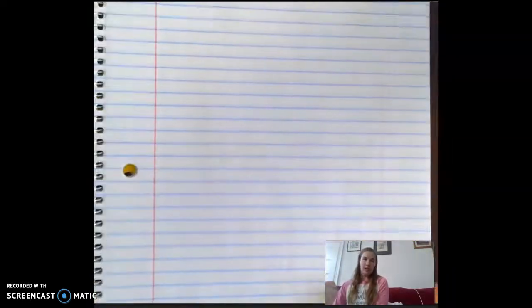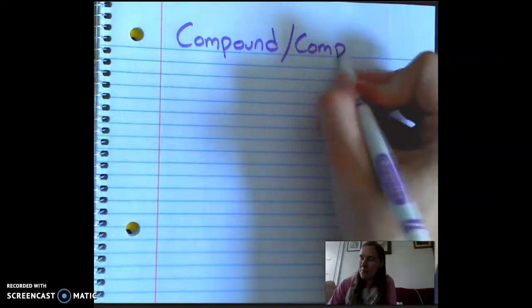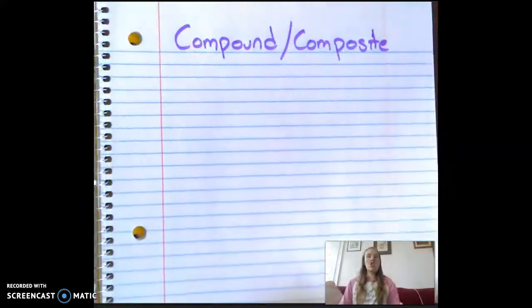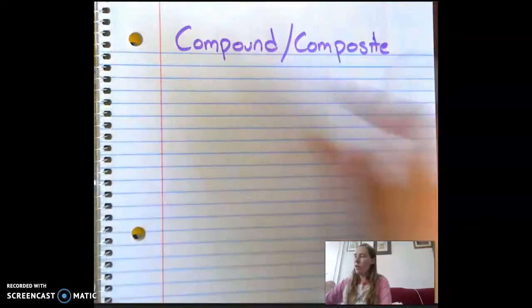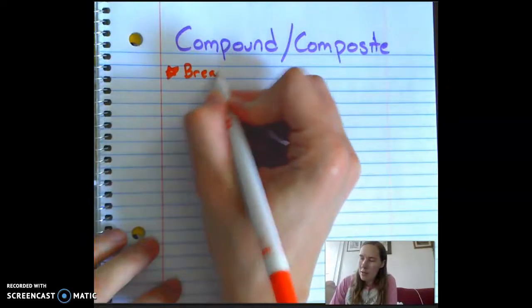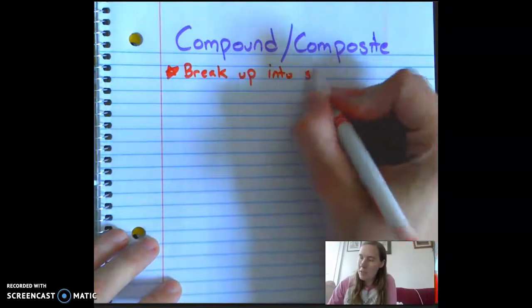We're going to do one more thing with them, and we're going to kick it up a notch. Put a little spice on it, you know. Okay, anyway. So, we're going to talk about now compound or composite shapes. So, these are shapes that are made up of all the shapes we already know. So the big thing you need to know about these to find them is you want to break the shape up into shapes we know.